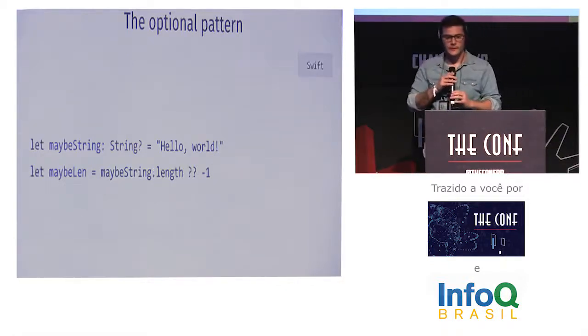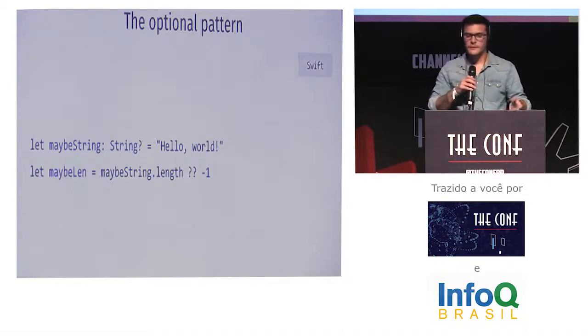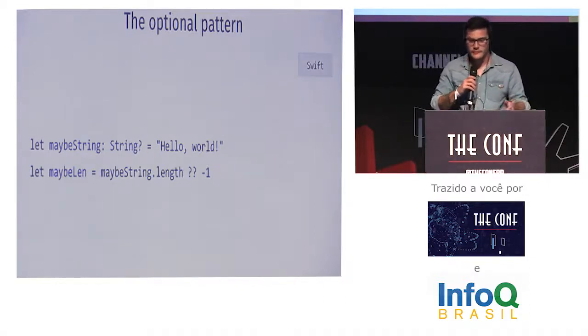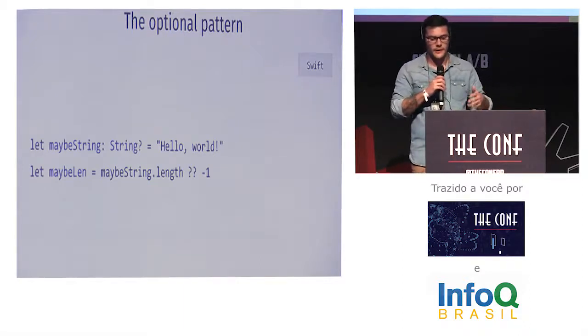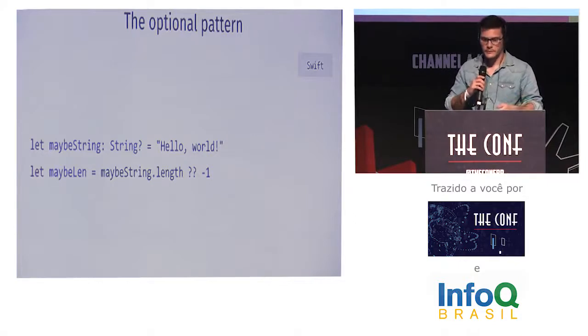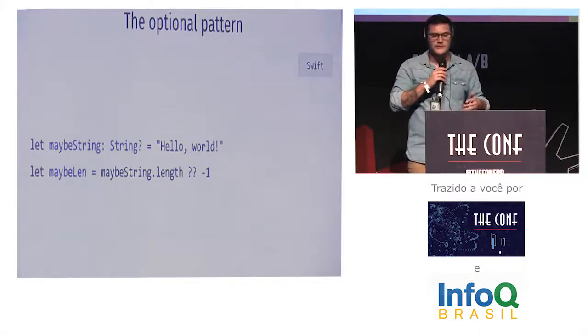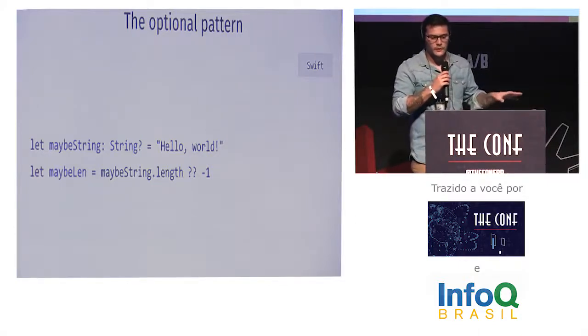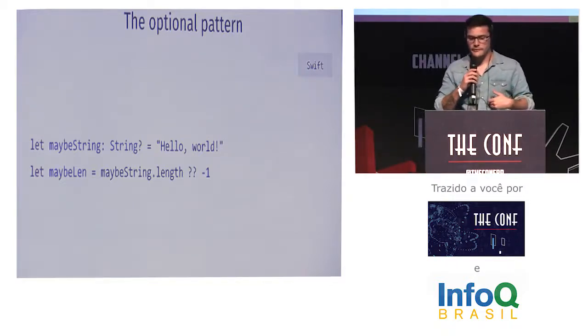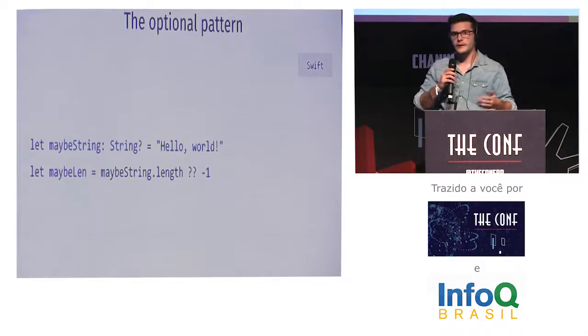In Swift, it's basically the same thing with optionals. Just put the question mark after your type and you will be safe. But the lazy operator is already implicit in any method call that you make on a variable, so you will be safe by default. This does not work only with strings, but with any type that you might have in your system. It's a pattern that you can use anywhere.